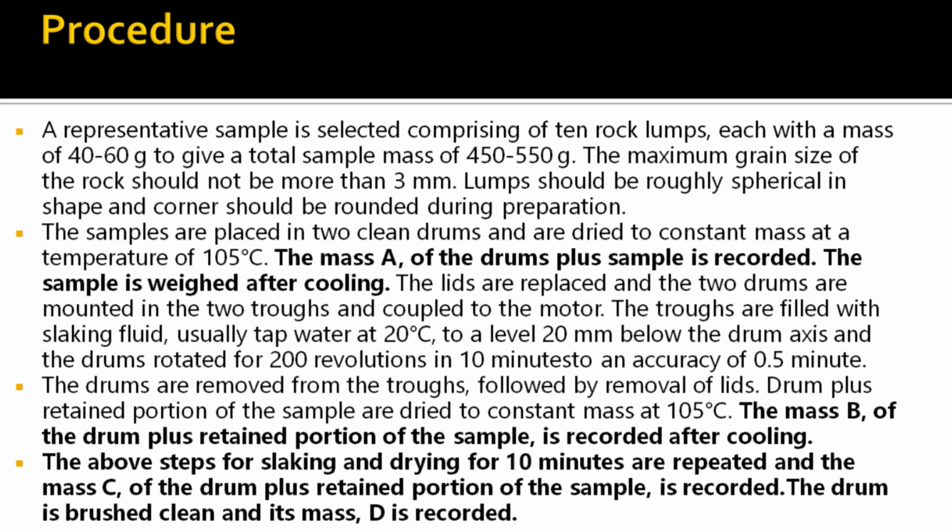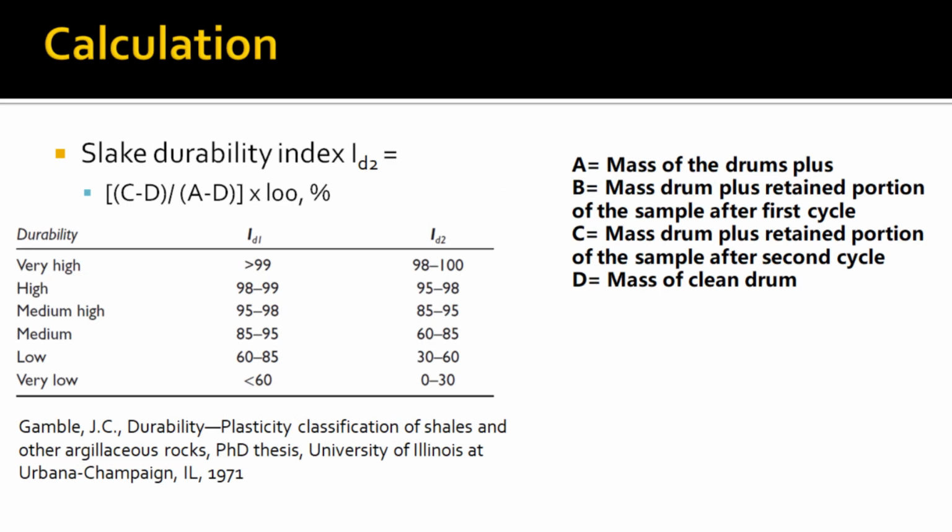The Slake durability index after 10 minutes would be (C minus D) divided by (A minus D) times 100, and it's given in percentage. Where C would be the mass of drum plus retained sample after the second cycle, D would be the mass of the clean drum, A would be the mass of drum plus dried samples, and D again the mass of the clean drum.